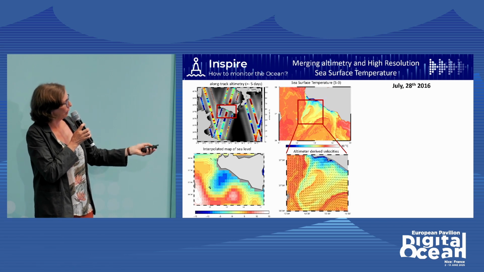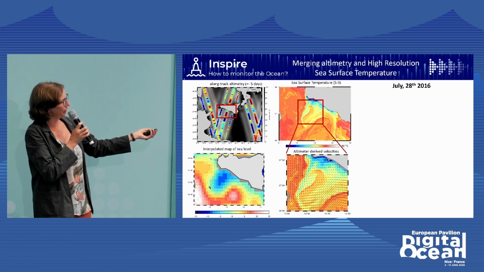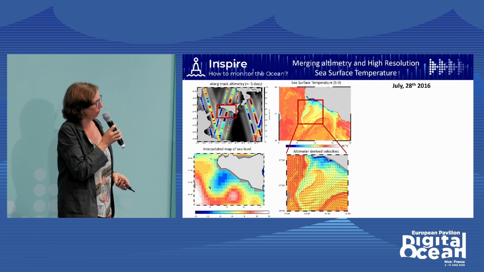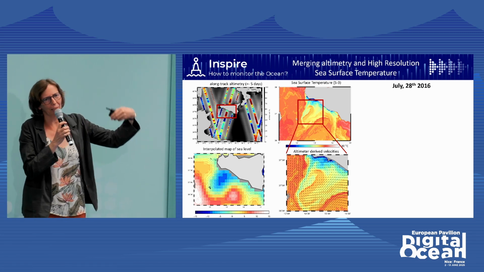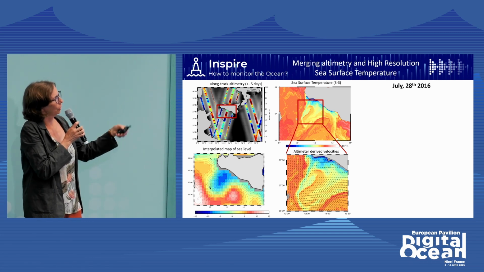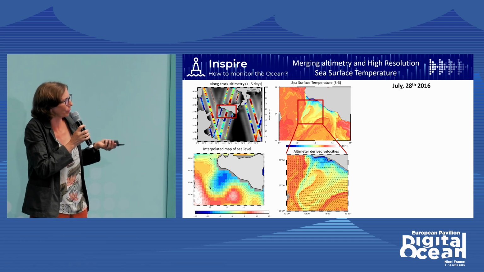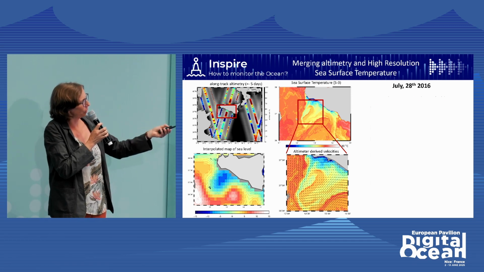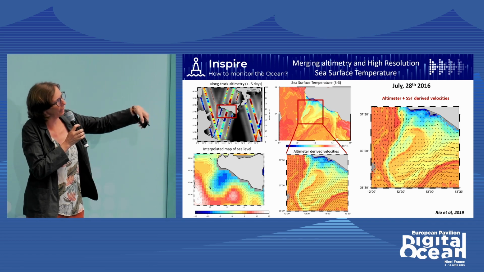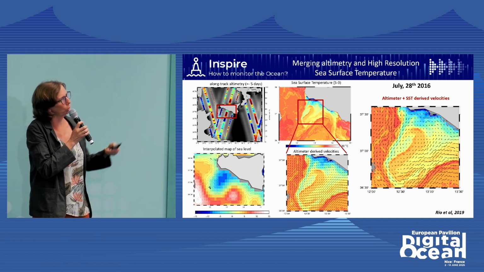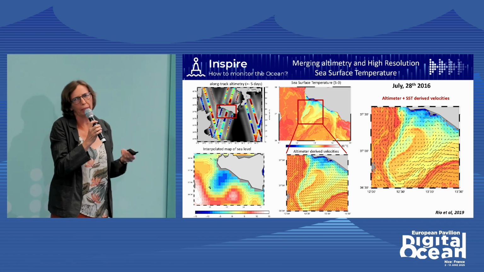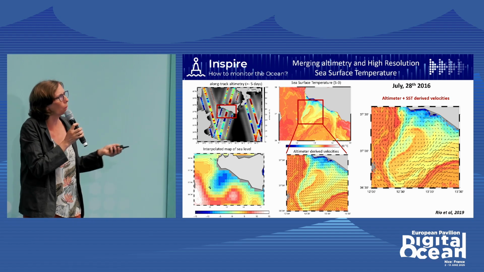When you calculate the geostrophic velocities and superimpose them on the sea surface temperature, you can clearly see that the current crosses the temperature structure, so it's not enough at short scales. So when you use the temperature to modify the currents, you're able to correct the altimeter currents and bring more resolution.